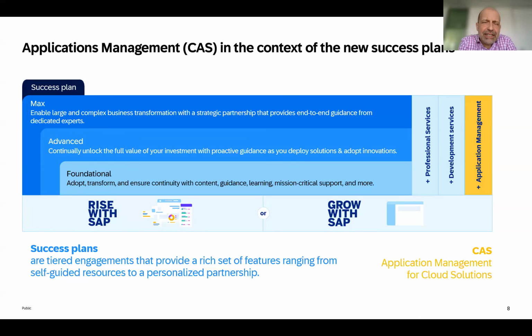One is the foundational success plan, which is already included in every license deal. On the other side, you can then buy on top advanced for certain deliverables from SAP, and also the max plan, which is then the outmost delivery which you can get from SAP.